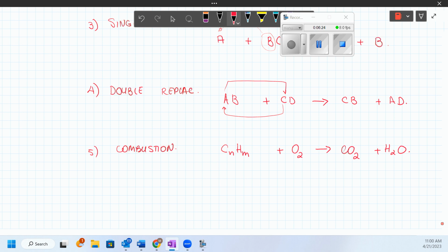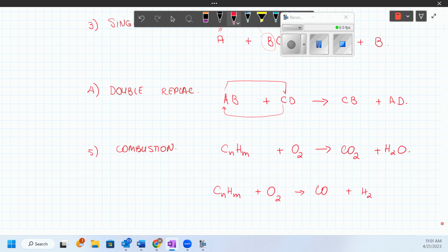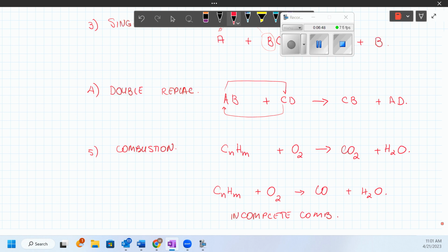And if it is incomplete combustion, the hydrocarbon is reacting with oxygen to form carbon monoxide and water. This is known as the incomplete combustion. Okay. Those are the 5 types of reactions that we will see and deal with in chemistry. You should be able to know which one is what and what is happening during each of them.